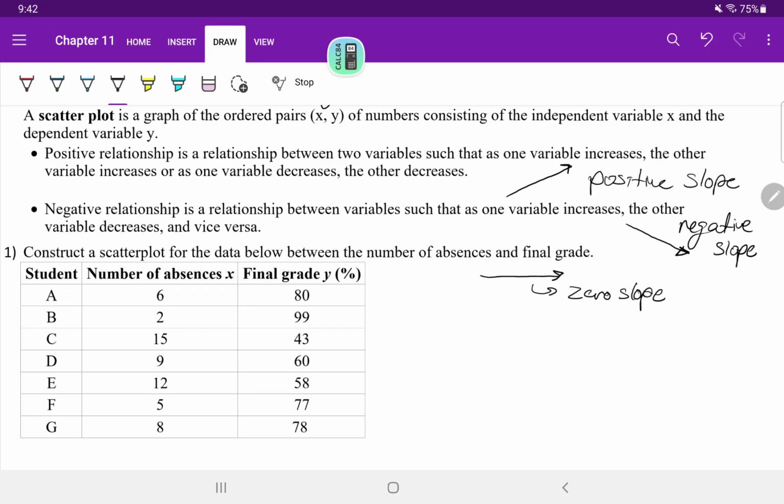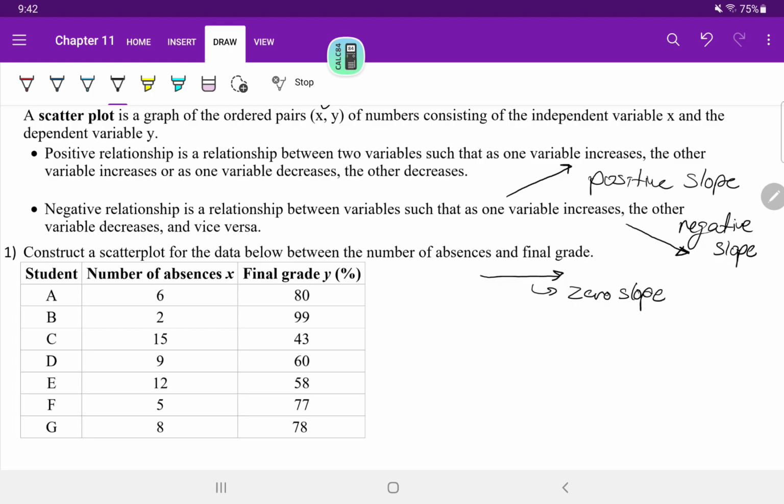Now, we want to go back to number one, and we want to construct a scatter plot for the data below between the number of absences and final grade. So we have our students recorded the number of absences, which is x, and the final grade is y. We can say that your final grade does depend on how many times you've been absent. We tend to think the more times a student is absent, the lower their grade will be. So we know that based on assumptions.